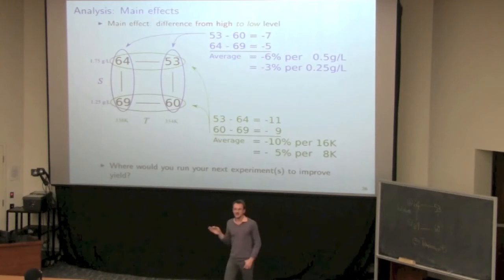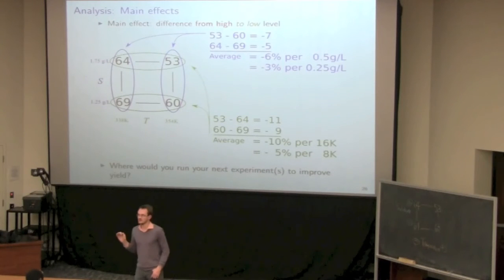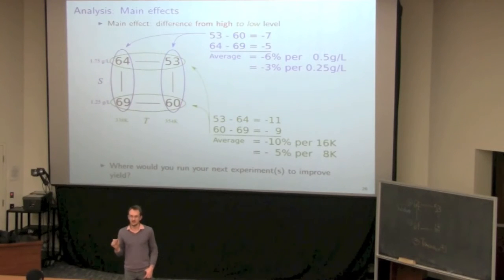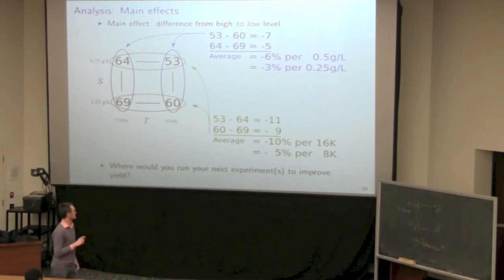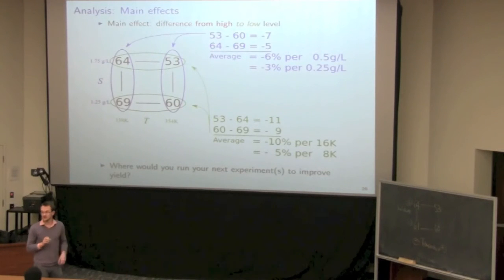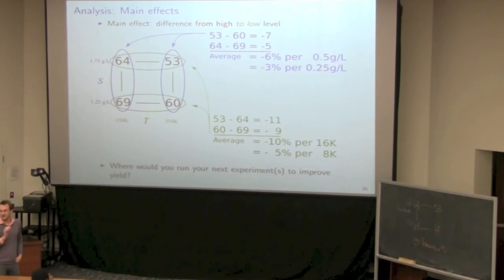So if we increase temperature, what's going to happen to yield? It's going to drop. If we increase substrate, what's going to happen to the yield? Increase substrate, yield decreases. So we should see that in our results when we quantify this numerically. So how do we quantify it? Here's how we do it, and we always follow the same systematic approach. Let's start with the effect of temperature.